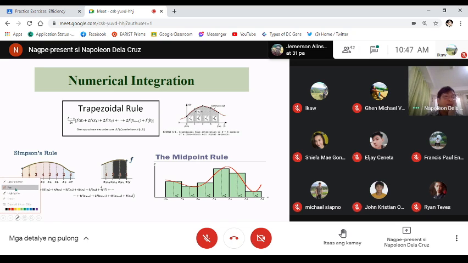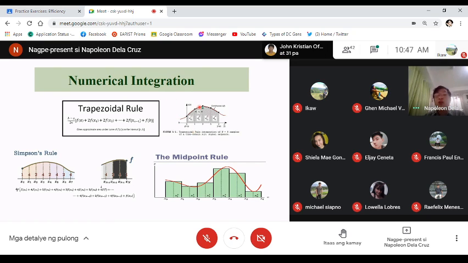So going back, numerical integration. Okay, so we have three topics: trapezoidal rule, the Simpson rule, and then the midpoint rule. Sabi ko nga, nung tayo ay nag-integral calculus, sinosolve natin ang area under this curve. Area under this curve. Okay? Using integration. The same way with this one.